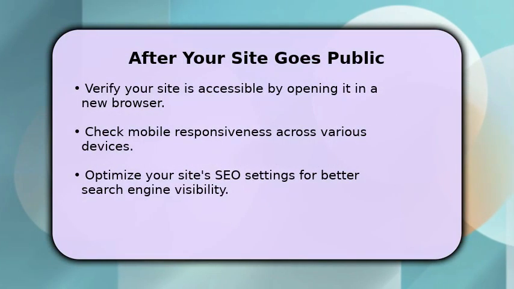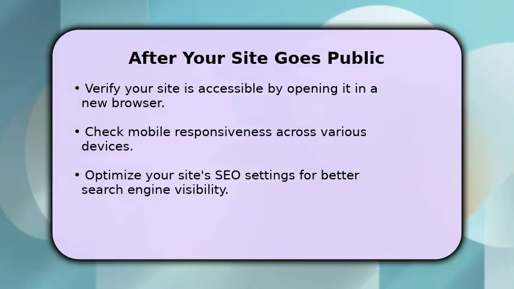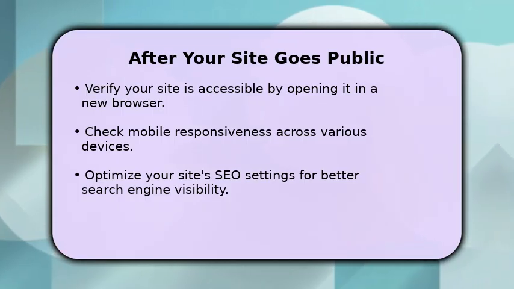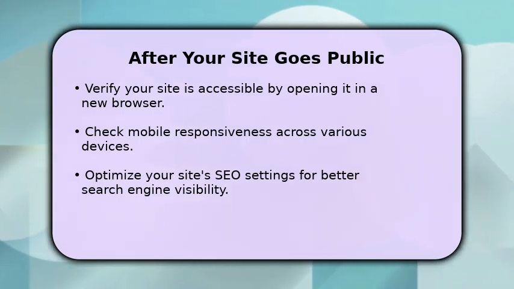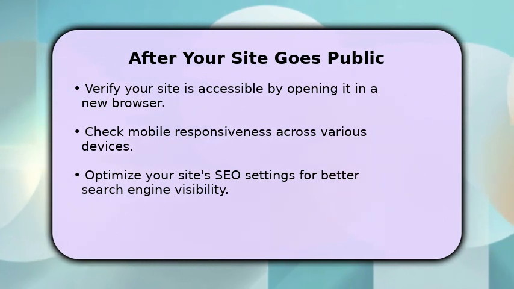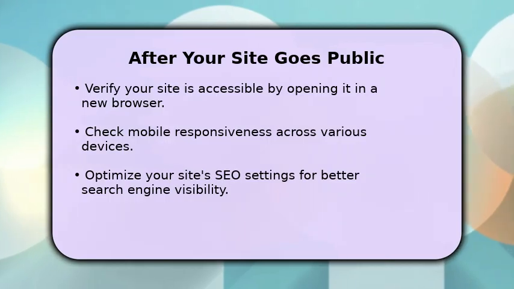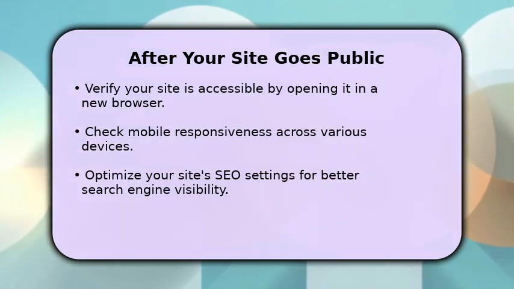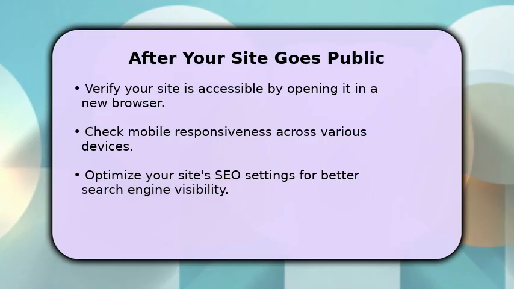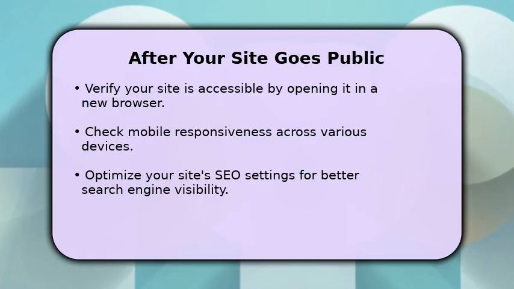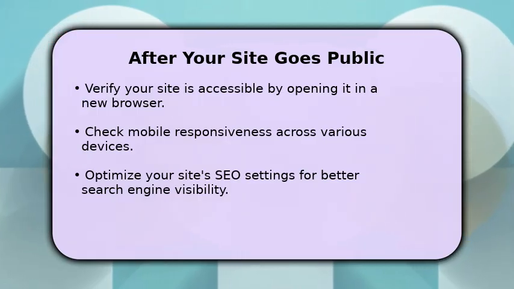Once your Squarespace site is public, there are a few final considerations. Immediately verify its accessibility by opening your site in a new browser window or on a different device. Confirm that your site looks great and functions well on mobile phones and tablets. Take time to optimize your site's SEO settings, including page titles and descriptions, to improve search engine visibility. Finally, share your new website URL widely to attract your first visitors.